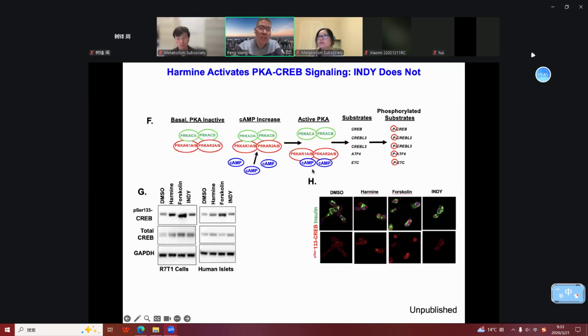So let's see what PRKAR1A is. PRKAR1A is a PKA regulatory subunit. For PKA, there are 4 subunits. Two of them are catalytic subunits, PRKACA and PRKACB. The other two are regulatory, PRKAR1A, 1B, or PRKAR2A, 2B. In beta cells, PRKAR1A is the most abundant one.